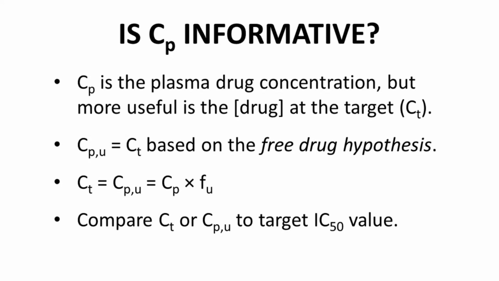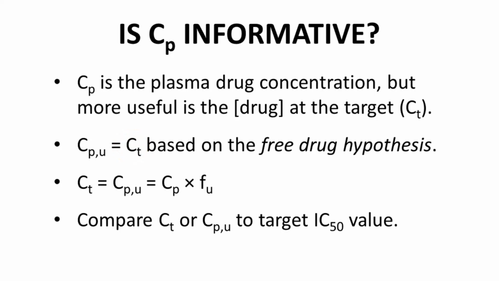So the plasma concentration of a drug, CP, is convenient to determine. But is it informative or useful? In general, the drug target is not in the plasma, and it would be much more useful to know the drug concentration at the target. We'll call this value CT. Under the free drug hypothesis, the unbound concentration of the drug in the plasma, CPU, is the same as CT. We'll discuss this idea more on the next slide.